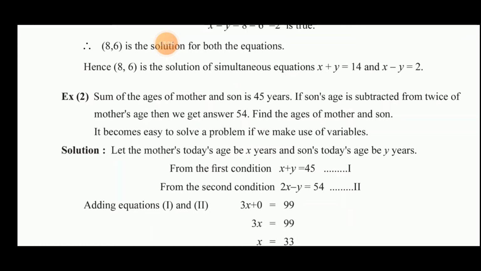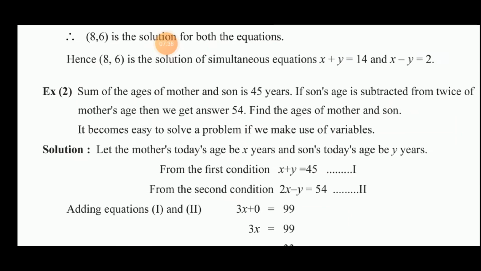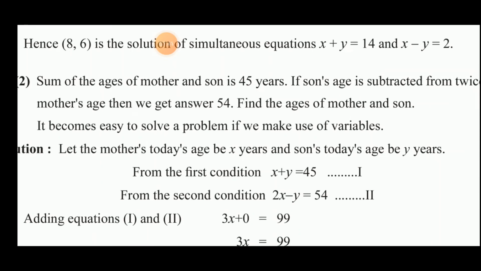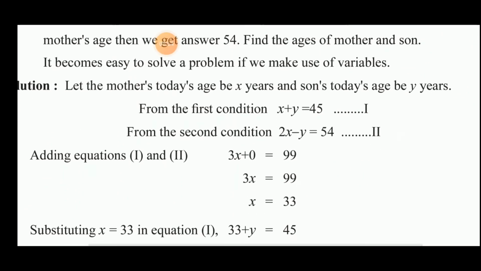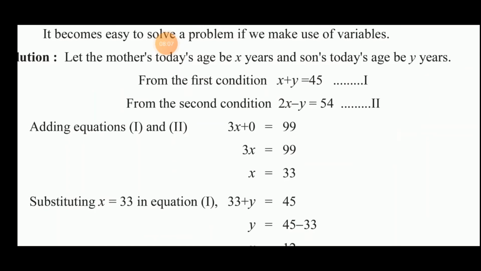Now from the second case, son's age is subtracted from twice the mother's age. Twice the mother's age means 2x and son's age is subtracted means subtract y. So this is equal to 54. Now again here in these two equations 1 and 2, the coefficient of y is the same and it has the opposite sign. So by adding the two equations, y will be eliminated. So x plus 2x is 3x and y minus y is 0 and 45 plus 54 equal to 99. So 3x is equal to 99. x will be equal to 33.